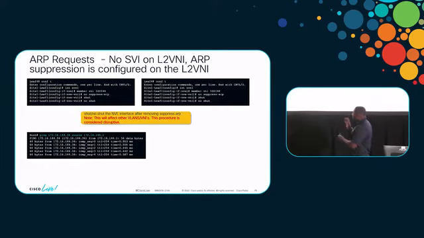So we go ahead and add no suppress ARP to remove the ARP suppression feature on both the leaf switches. And then what we see here is that we're now able to ping, which is because we would then be able to resolve ARP in that scenario.